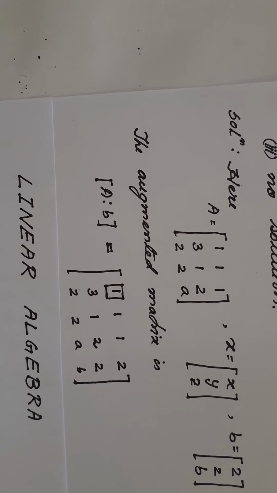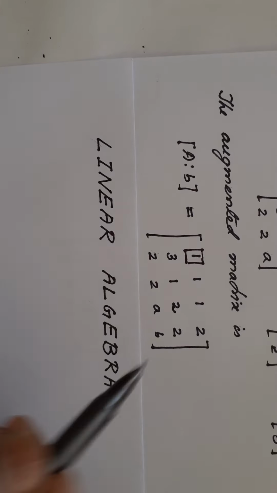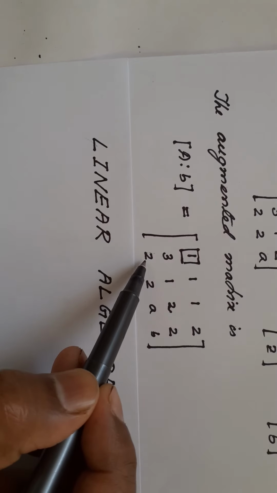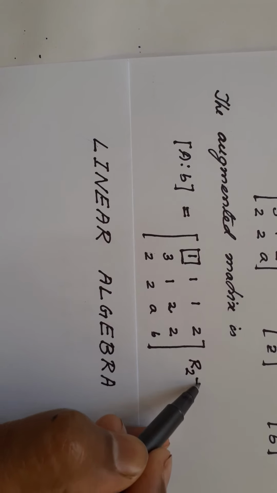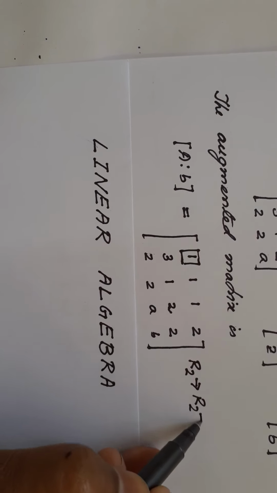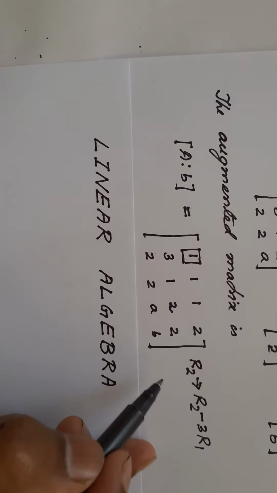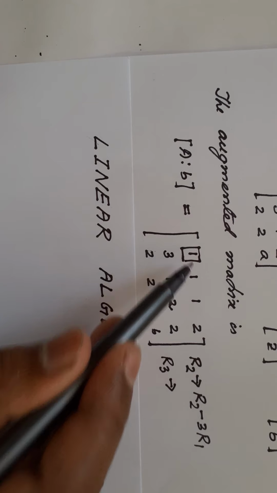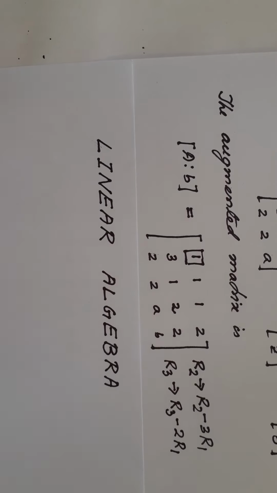We now apply row operations to reduce the entries below the pivot to 0. I will reduce this 3 to 0 and 2 to 0. The operations we are going to apply are R2 goes to R2 minus 3 times R1, because 3 minus 3 into 1 makes it 0. And then for R3, 2 minus 2 into 1 will make it 0, so R3 goes to R3 minus 2 times R1.